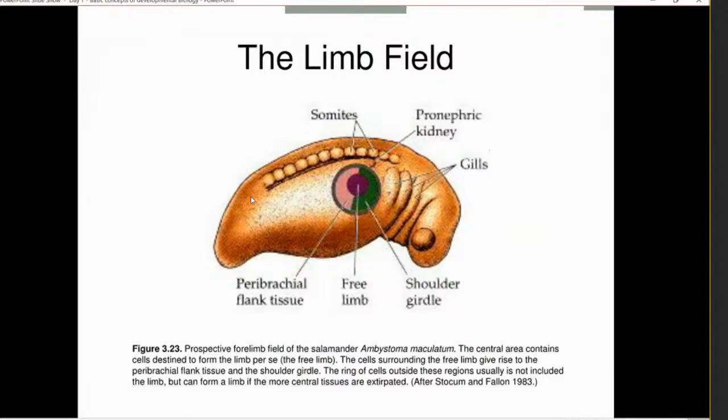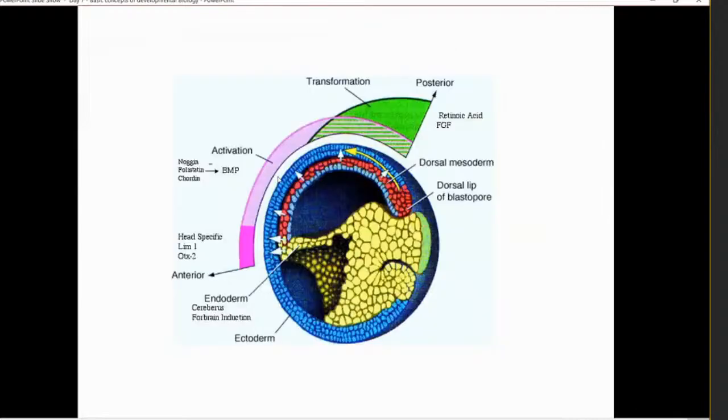Ectoderm is the outer cell surface of the blastula. Another is the endoderm. Ectoderm is the outer cell surface. Endoderm is the internal part. It's a cerebral forebrain induction. Then the outer membrane has the anterior. It's called anterior. That is head specific. Then activation, transformation period.